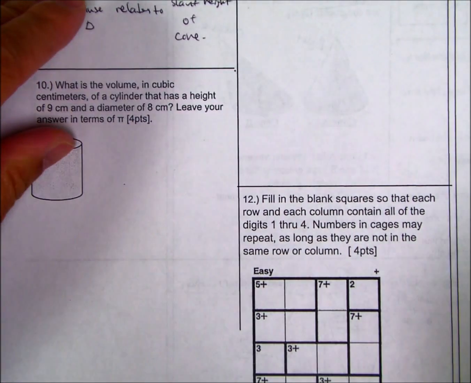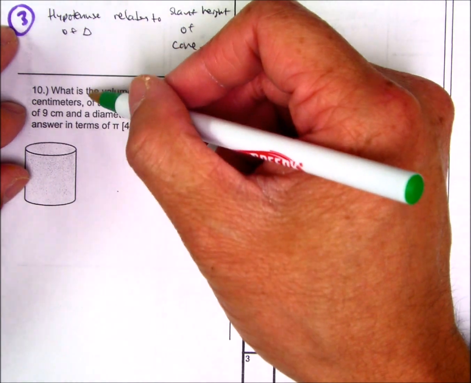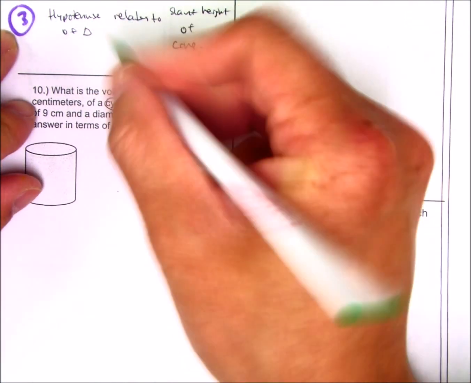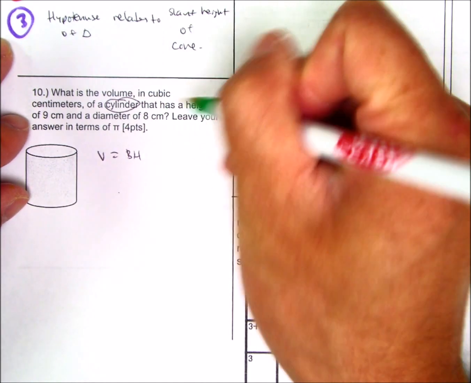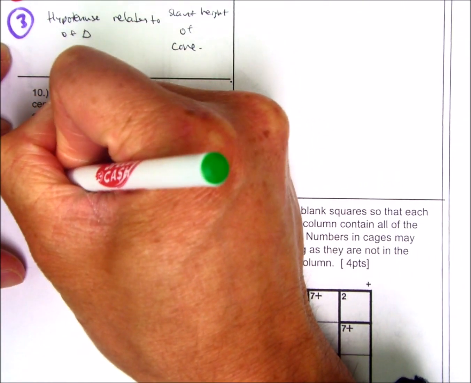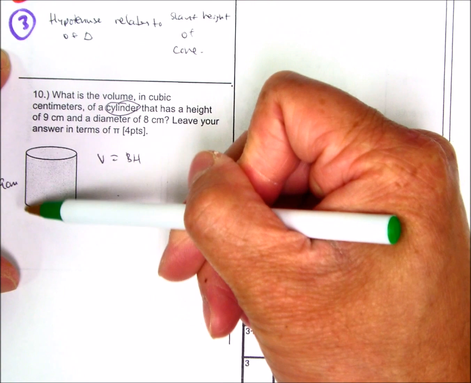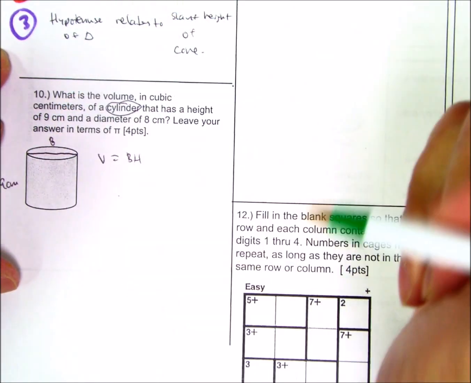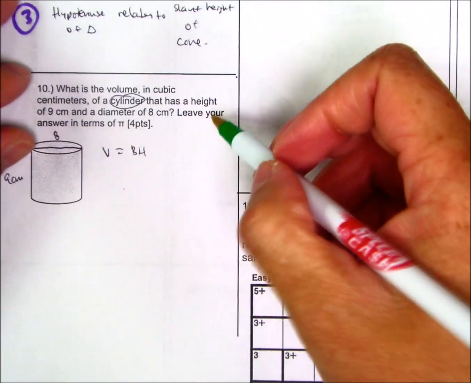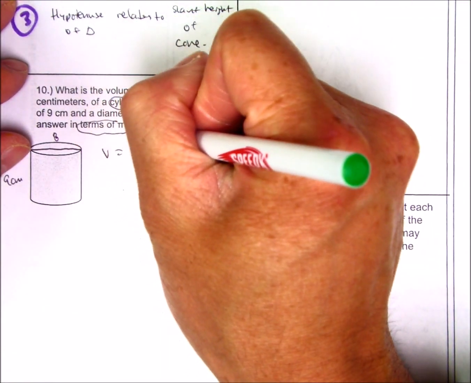Question number 10, what is the volume in cubic centimeters of a cylinder? So I need to get a cylinder that has a height of 9. So you can draw this on your picture if that helps you. This is a height of 9 and a diameter of 8. Leave your answer in terms of pi. So we should have pi in our answer.